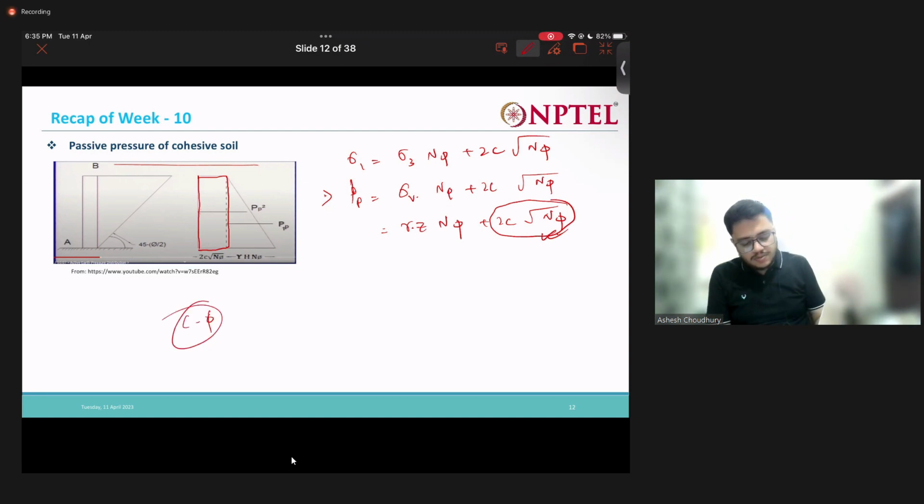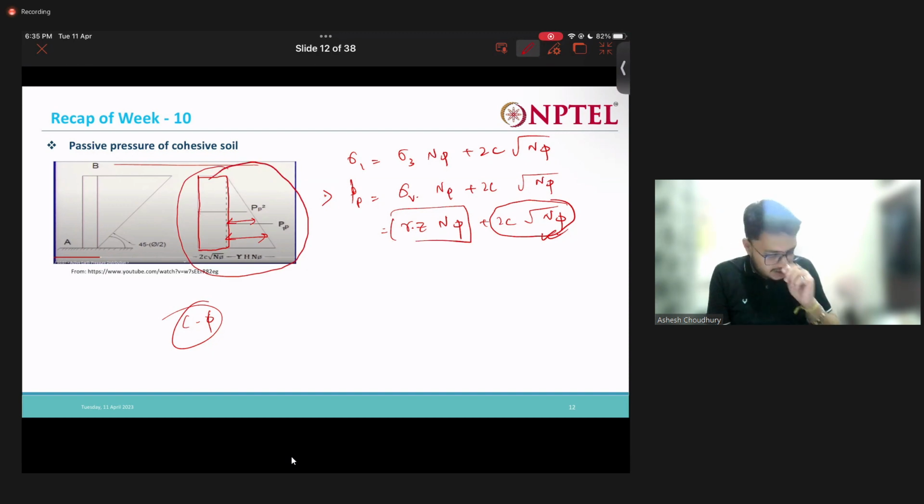This part will be constant, and this is the rest of this part. This sum will give the result. So if you take the area of this complete pressure diagram, it will give you the final PP, capital PP.